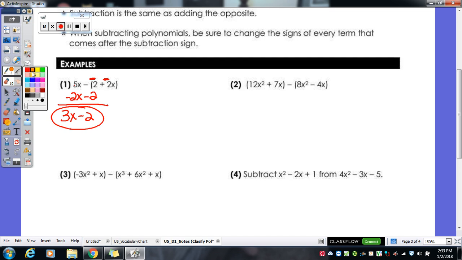So if we take a look at the second one, again we've got our subtraction sign in front of the parentheses, so that means this 8 is going to turn to negative 8. That 4 is going to become a positive 4x, and I'm going to line up my like terms. So then 12x squared minus 8x squared would give us 4x squared. And then 7x plus 4x would give us 11x.